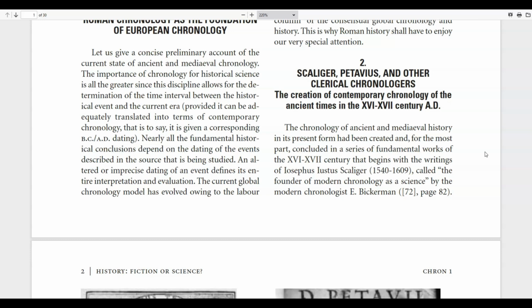Scaliger, Petavius and other clerical chronologers. The creation of contemporary chronology of the ancient times in the 16th and 17th centuries AD. The chronology of ancient and medieval history in its present form had been created and for the most part concluded in a series of fundamental works of the 16th and 17th century that begins with the writings of Josephus Justus Scaliger, 1540 to 1609.